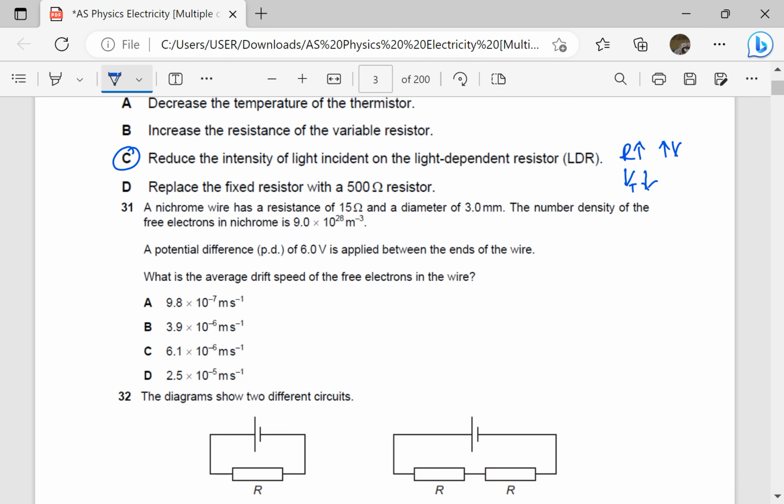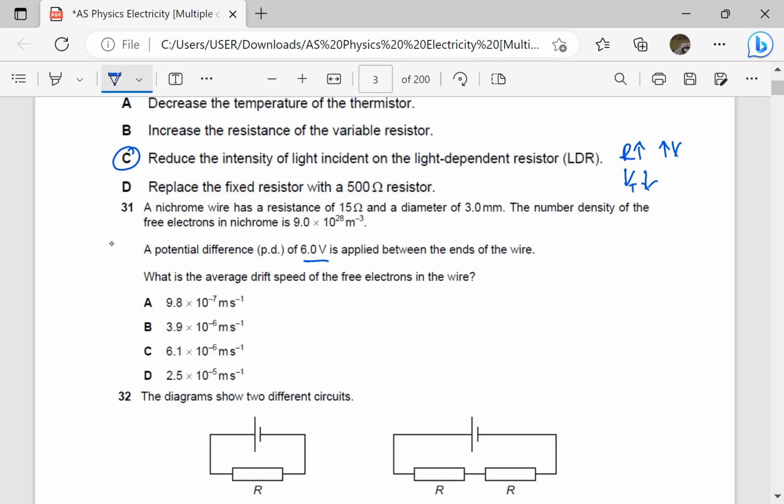A nichrome wire has a resistance of 15 ohms and a diameter of 3 millimeters. The number density of the free electrons in nichrome is 9.0 times 10 power 23 per meter cubed. A PD of 6 volts is applied between the ends of the wire. What is the average drift speed of the free electrons?